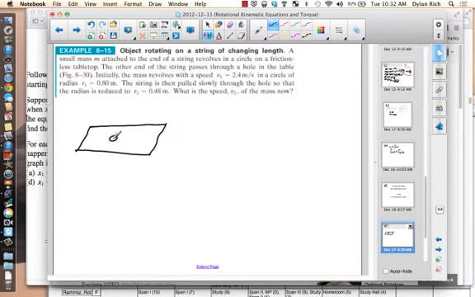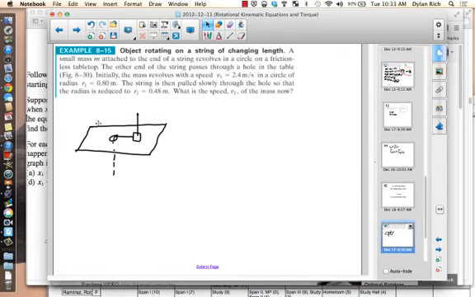There's a hole in that tabletop, and there's a string that dangles down underneath it, and there's a string over here with an object, and that object is rotating around in a circle. This object has a velocity of 2.4 meters per second as it's spinning around. And then what are they doing? They're actually pulling down, and that's shortening the string.